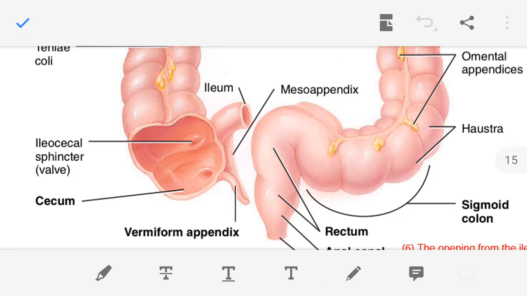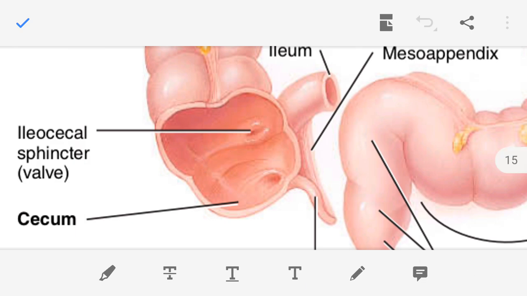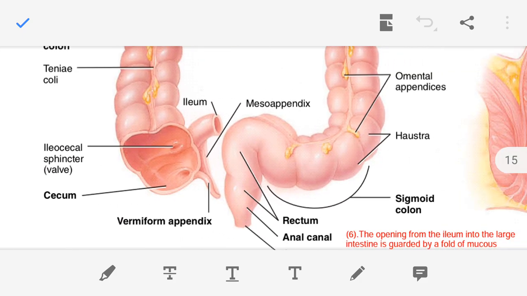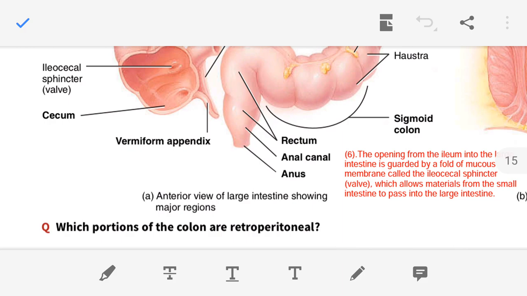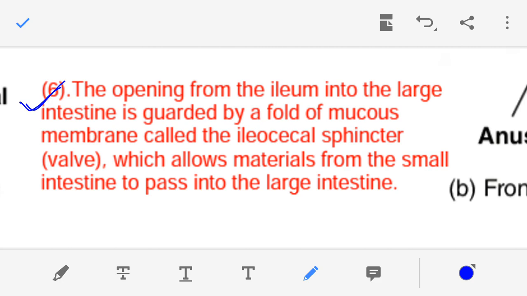And what is going to happen with the help of this wall? This wall is actually guarding the digested food material when it is entering into the large intestine. When the wall is open, the digested food material from the small intestine can pass into the large intestine. That is the role the ileocecal sphincter is playing. Okay, so this is the sixth point of our discussion.